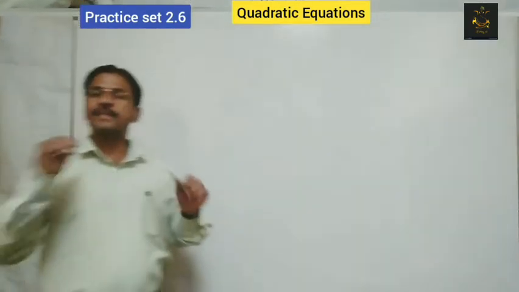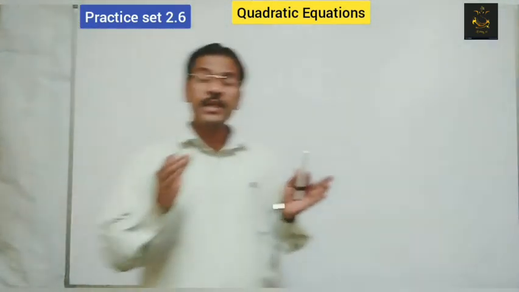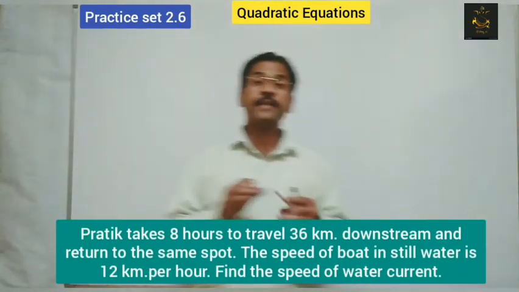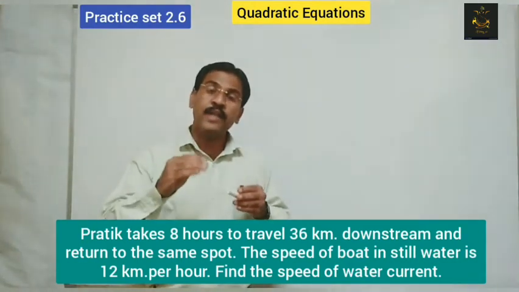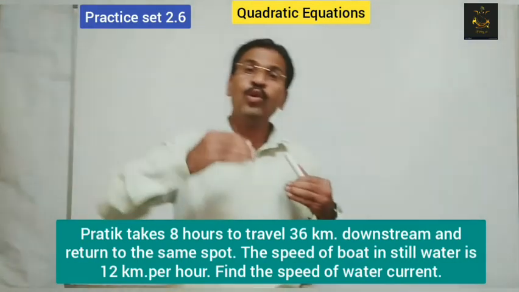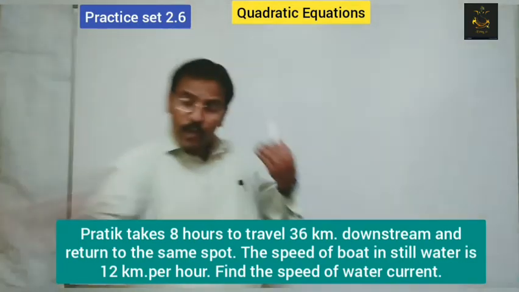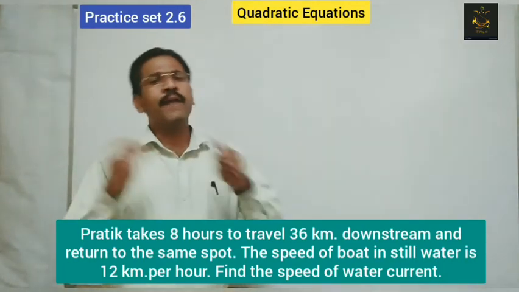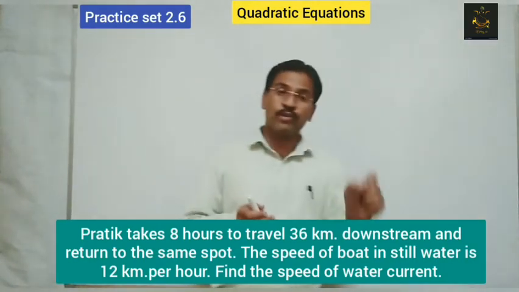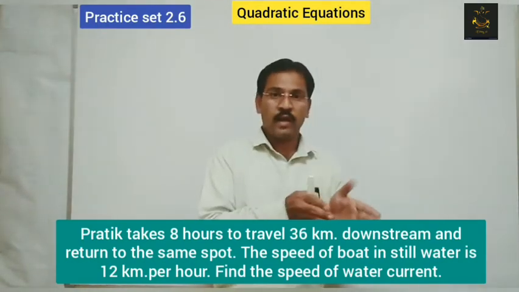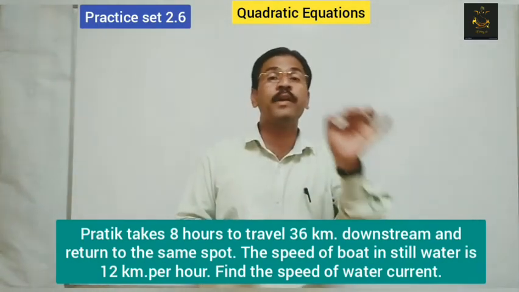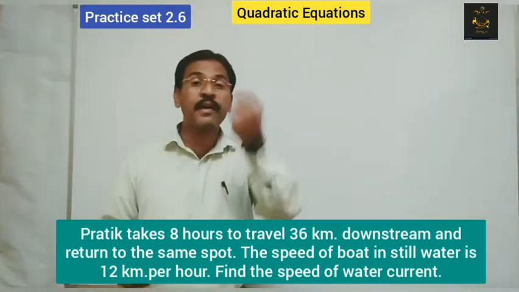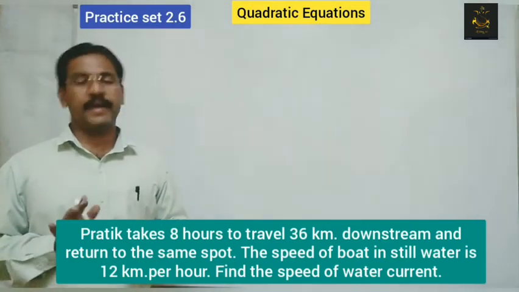Okay, friends, in the 7th sum, Pratik takes 8 hours to travel 36 kilometers downstream and return to the same spot. Okay, return to the same spot. And after that, the speed of the boat in still water is 12 kilometers per hour. Now we have to find the speed of the water current. That one we have to find.